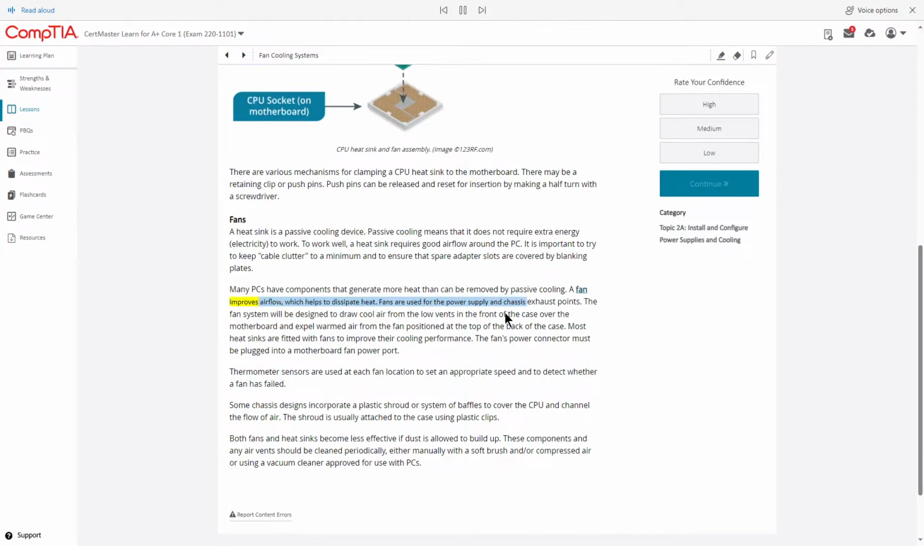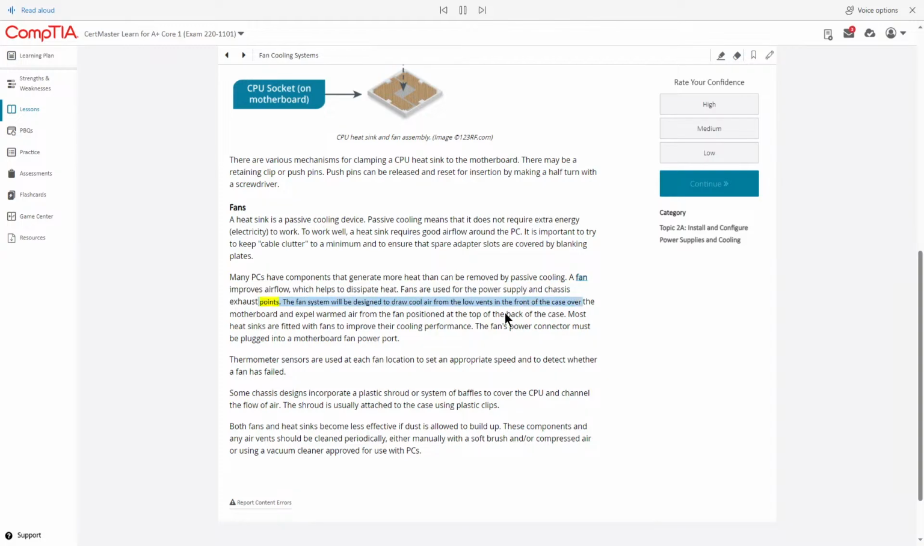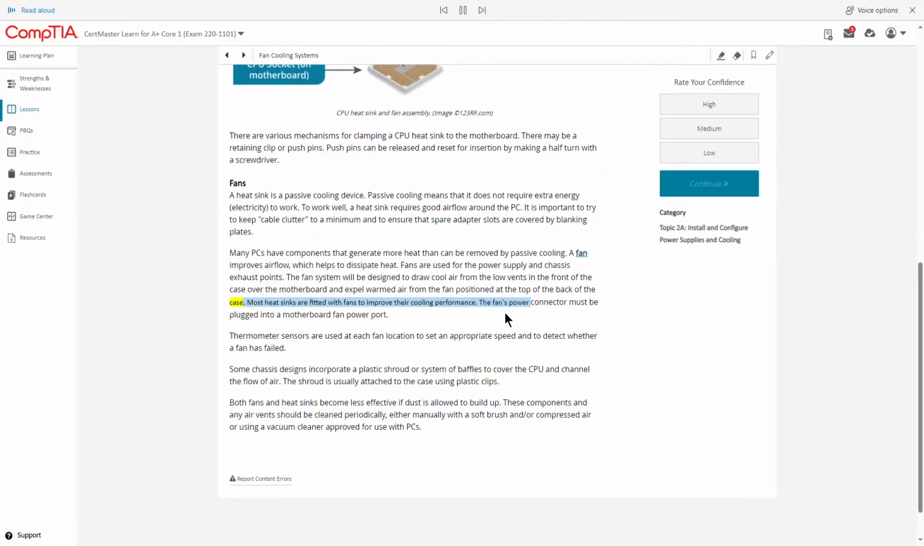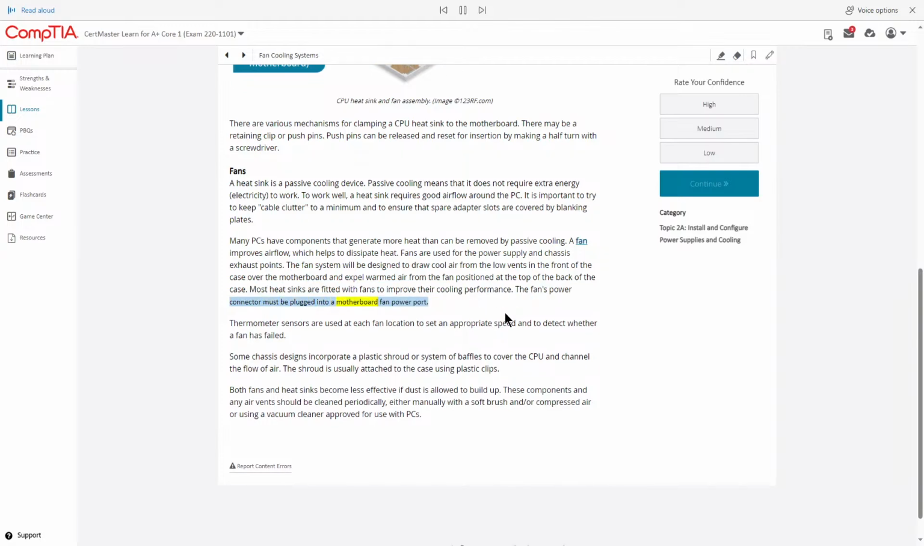A fan improves airflow, which helps to dissipate heat. Fans are used for the power supply and chassis exhaust points. The fan system will be designed to draw cool air from the low vents in the front of the case over the motherboard and expel warmed air from the fan positioned at the top of the back of the case. Most heat sinks are fitted with fans to improve their cooling performance. The fan's power connector must be plugged into a motherboard fan power port.